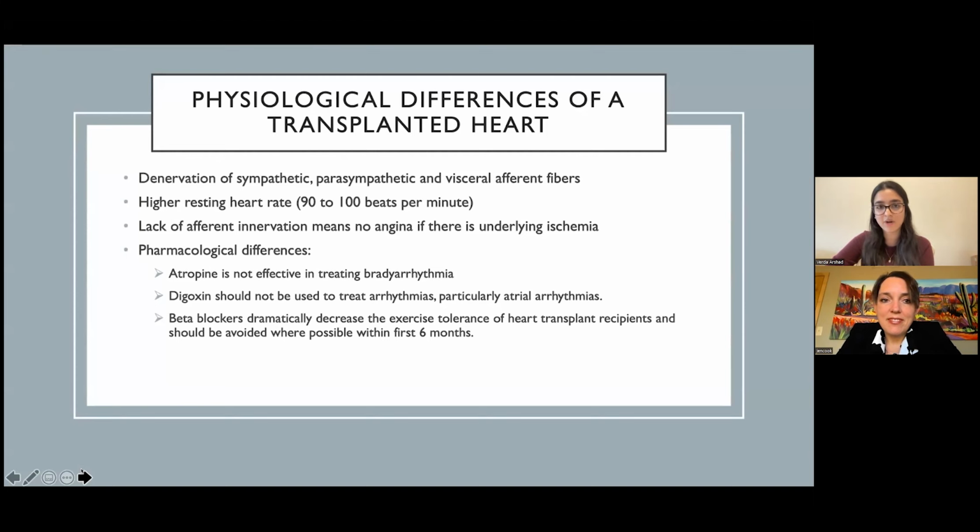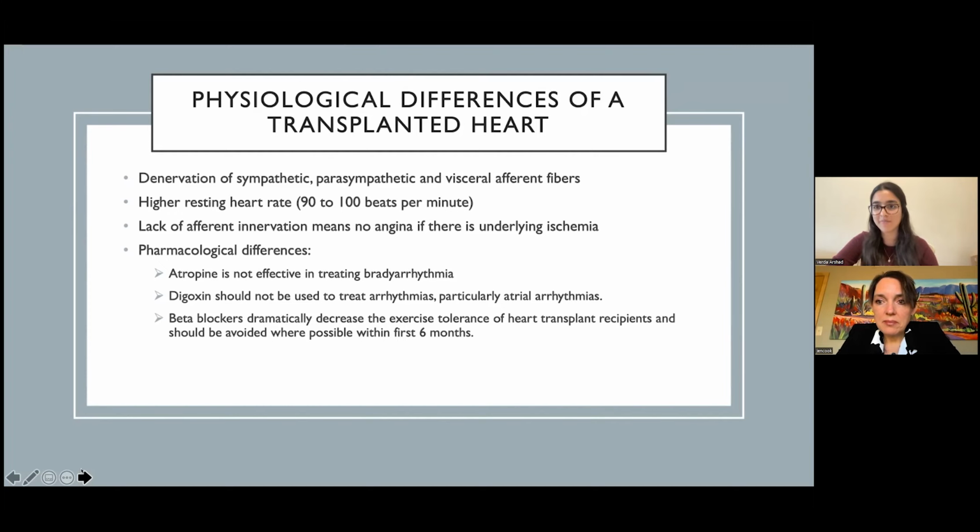And then one thing that we wanted to discuss in addition is how these transplanted hearts are different from normal hearts. As Dr. Cook mentioned earlier, transplanted hearts are denervated. They don't have any sympathetic or parasympathetic supply, and they also don't have any visceral afferent fibers, which is why they can't feel any pain. Their resting heart rate is usually going to be higher, so 90 to 100 beats per minute.